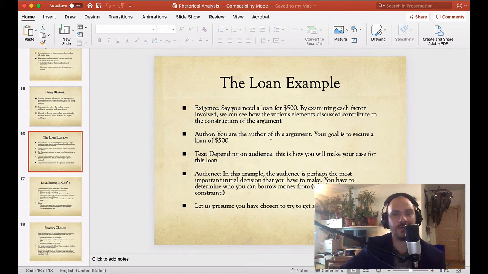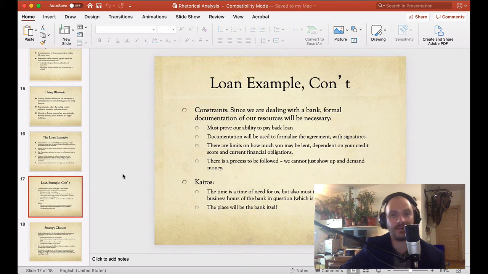The author, okay, will be the author of our argument. The text is going to be our case, our argument for getting a loan. And the audience will be whoever we get the loan from. And so if we decide to go through a bank, then we're going to have various constraints. We're dealing with this bank, so we're going to have to go through all the formal processes. We're going to have to go through all the documentation.